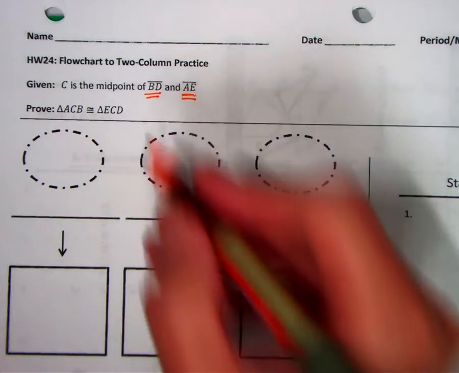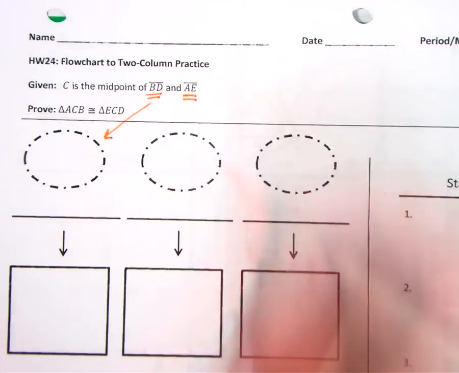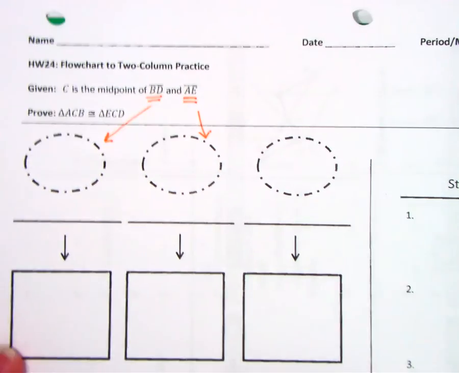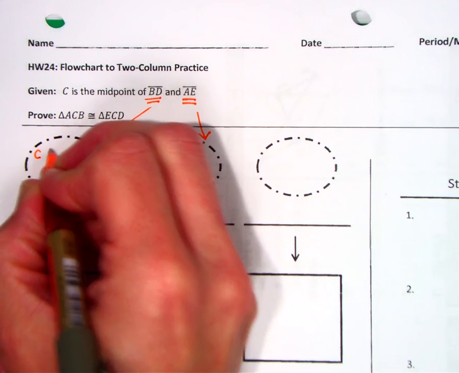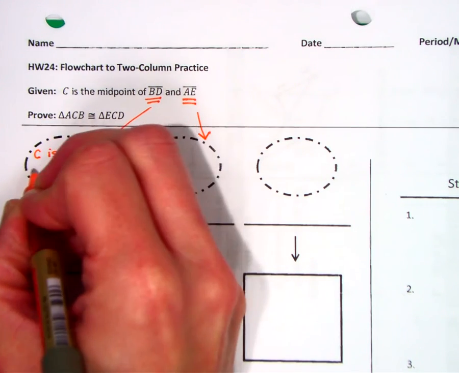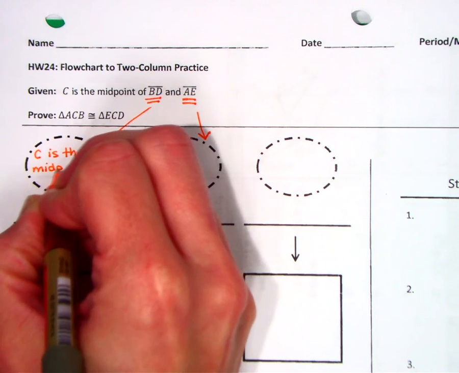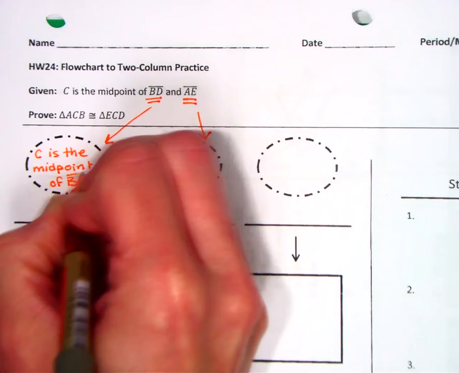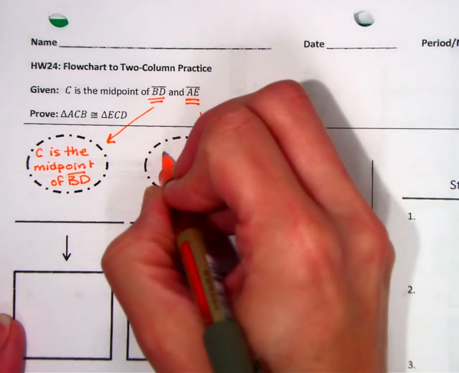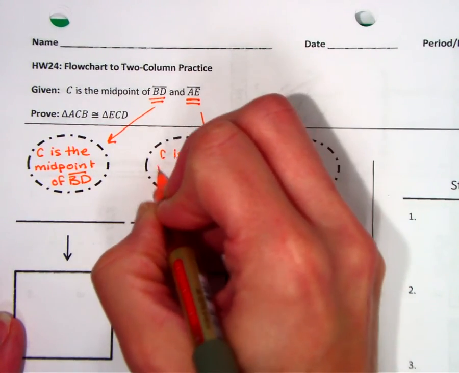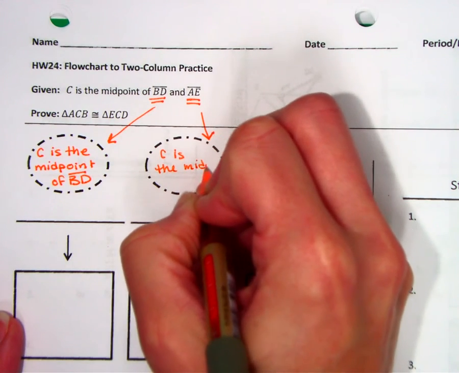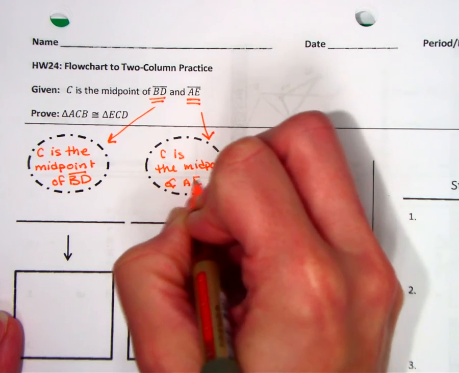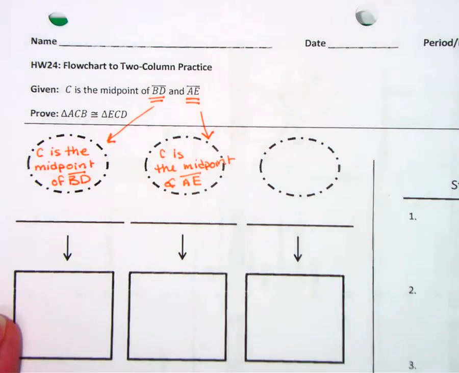So because of that, we're actually going to put one segment in the first circle and one segment in the second circle. Okay, so C is the midpoint of BD will go in one circle, and C is the midpoint of AE will go in a second circle.